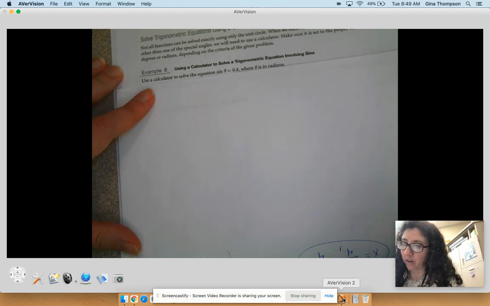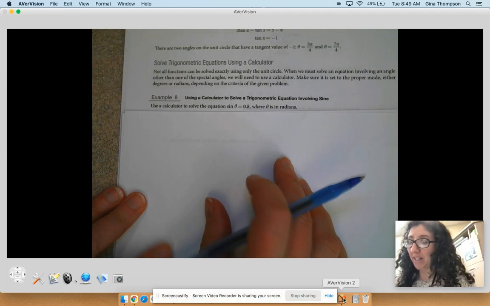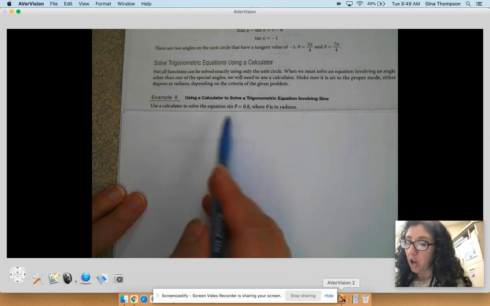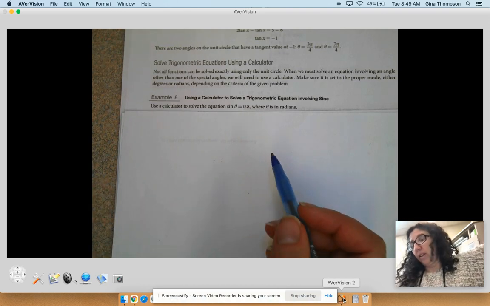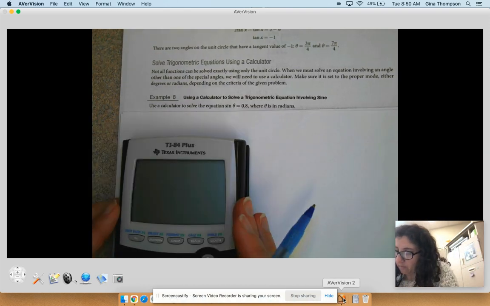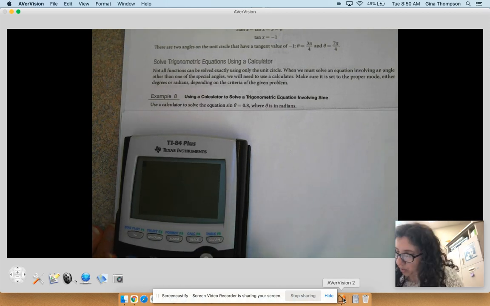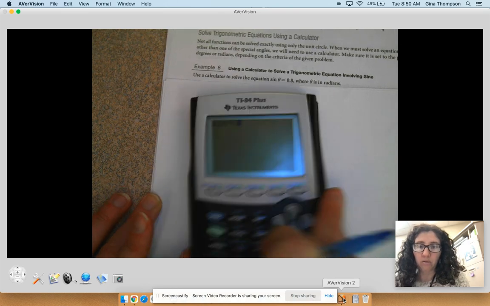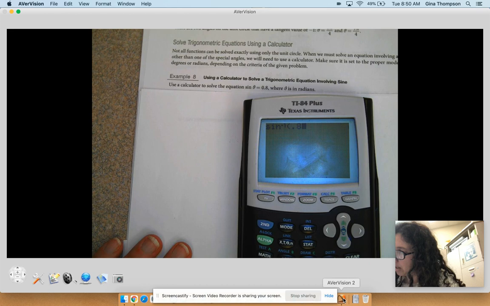Use a calculator. It's going to be the same idea, but instead of our table, we're going to use our calculator. Solve this equation where theta is in radians. All right, so let's grab our calculators. So let's see, I'm going to make sure I'm in radian mode. And I'm going to say inverse sine. Can you see that? Let me put it in the light better. Okay, inverse sine of 0.8 gives me a solution.